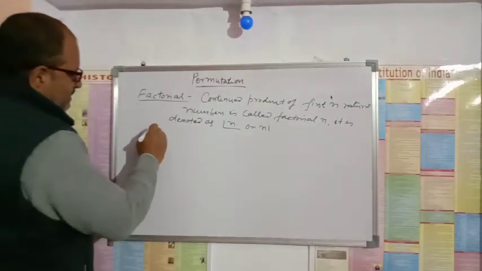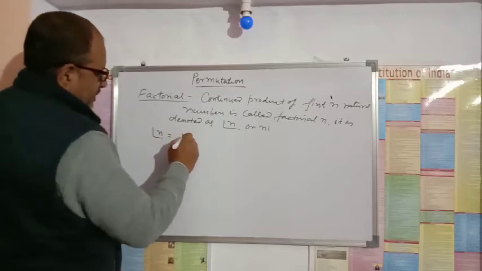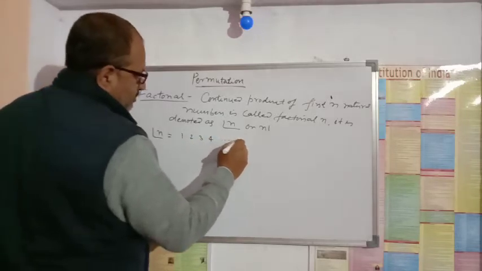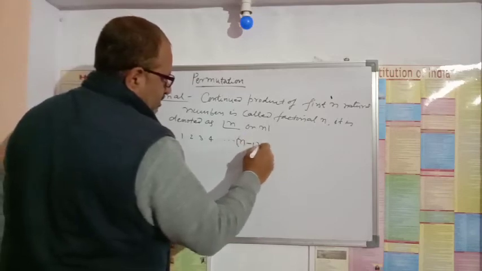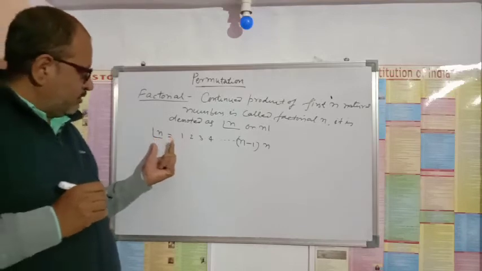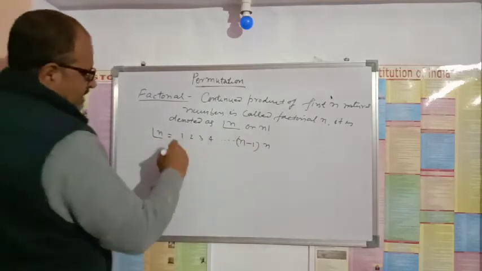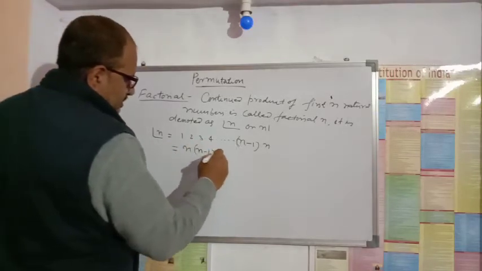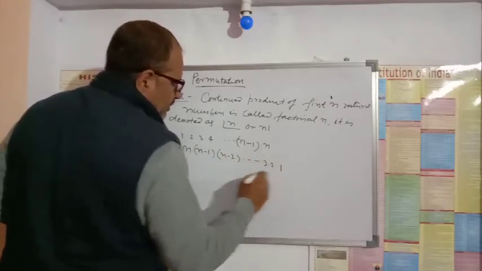So factorial n is defined as 1 into 2, 3, 4 up to n minus 1 into n like this. Factorial n is the continued product of first n natural number. We can write it in the reverse order like this: n into n minus 1, n minus 2, 3 to 1.